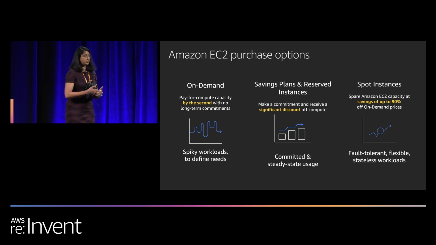This is where most customers start. It's probably because you're running your net new application on EC2 and you don't know your workload requirements yet. So you simply turn on this EC2 instance, turn it off after a second, and we will charge you for that. So there is no long-term commitment. Second is savings plan and reserved instances.